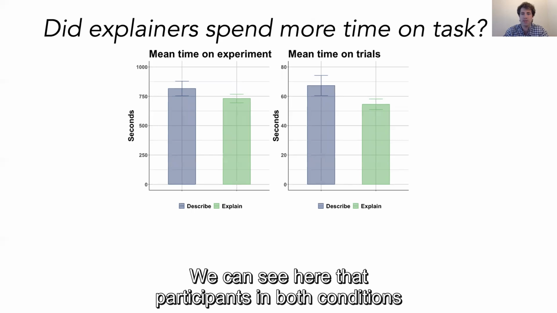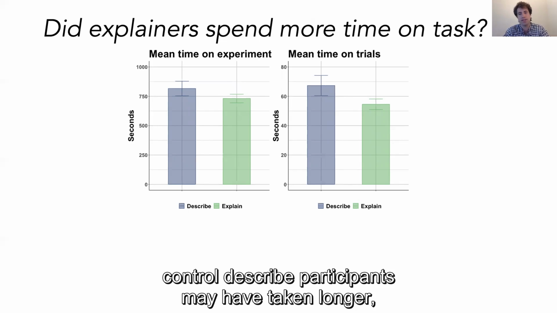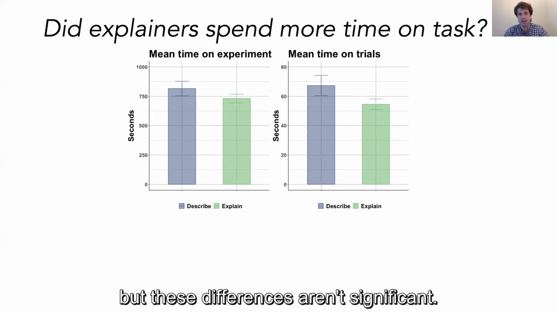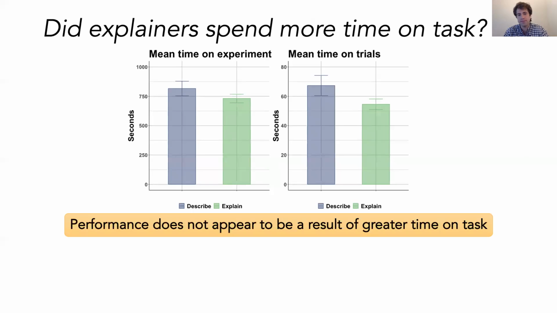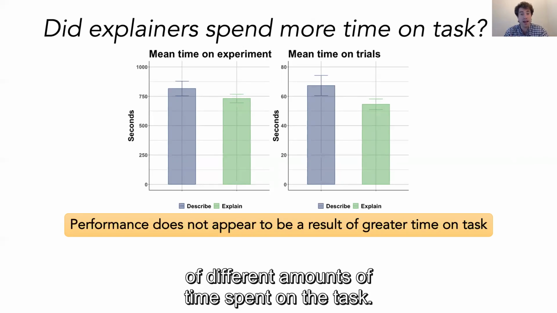We can see here that participants in both conditions spent similar amounts of time on both the evidence trials and the task overall. It actually looks as though controlled described participants may have taken longer, but these differences aren't significant. So this suggests that differences between conditions are also not a result of different amounts of time spent on the task.